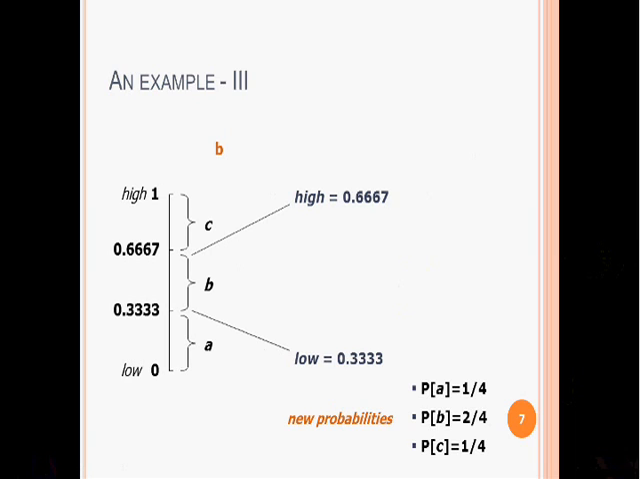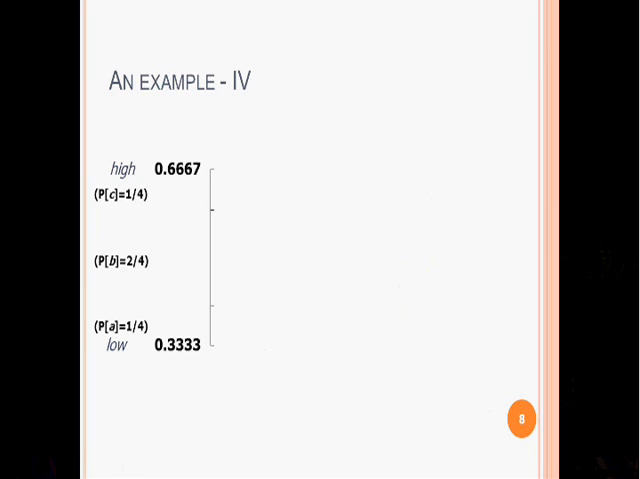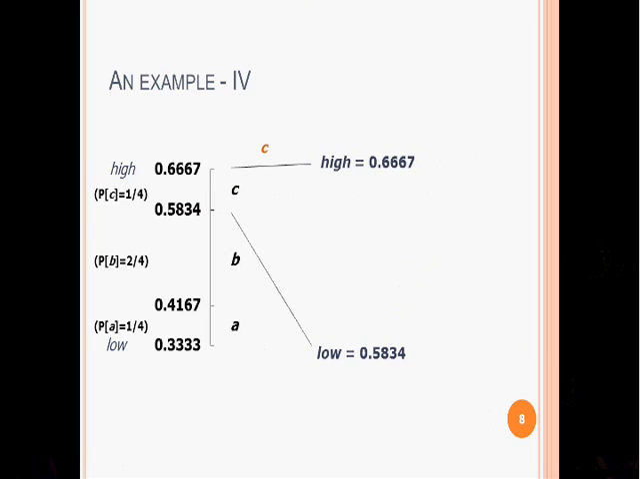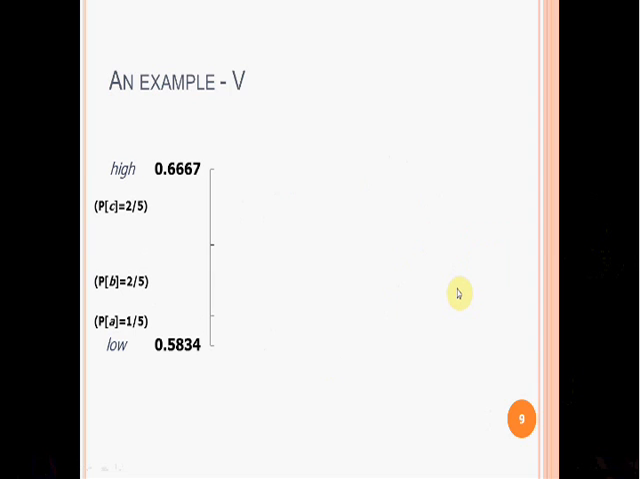So for this, the lower limit is 0.333 and the higher limit is 0.667. And we have the new probabilities as PA is 1 by 4, PB is 2 by 4 and PC is 1 by 4. In the similar fashion, we'll divide the previous interval. And for the next symbol, the low value will be 0.5834 and the high value will be 0.667. Now we'll divide it. And the new probabilities are PA as 1 by 5, PB is 2 by 5 and PC is 2 by 5 again.